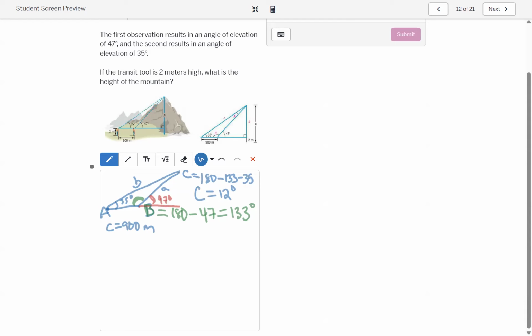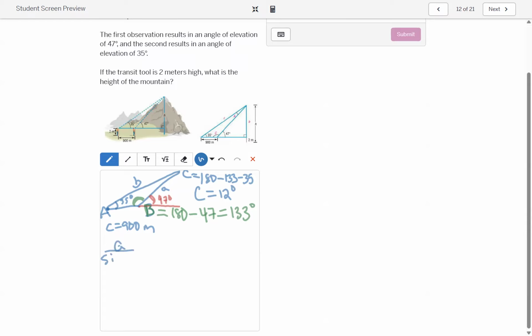So I'm either going to find side A or side B. It doesn't matter which one we want. Both of them will give us the final answer. I usually just default to going for A.